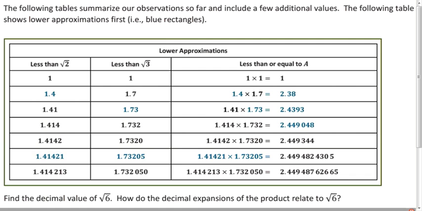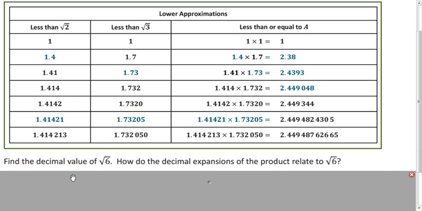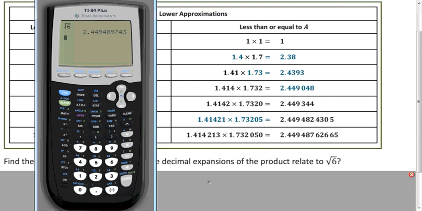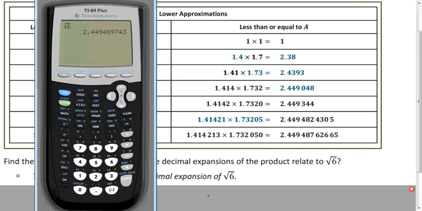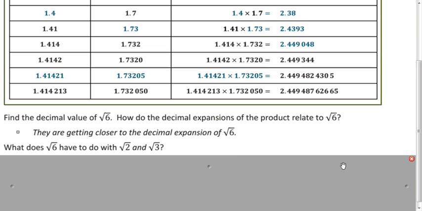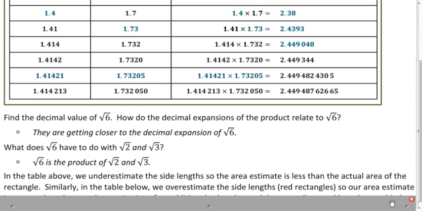And what about our, let's see, I'm sorry. So if we're looking at the square root of 6, how does that number on the calculator relate to our products? Well, those are getting closer and closer to the square root of 6. The more precise we are, the closer we get to this number. So what does that square root of 6 have to do with our square root of 2 and square root of 3? That's the product, so we just multiplied.